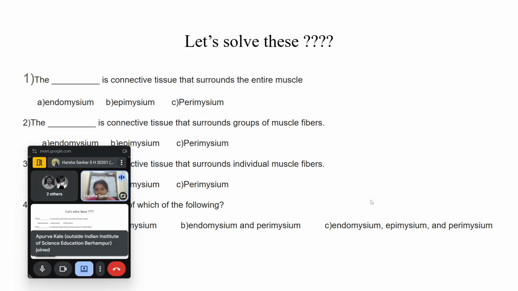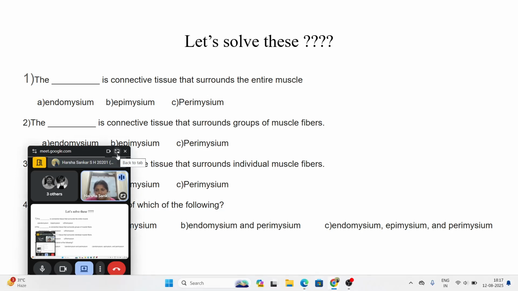Dash is the connective tissue that surrounds the entire muscle. This part is very important. Please keep in mind that we have to go through this session very clearly. Please don't get confused about endomysium, epimysium and perimysium. We will go one by one, and after dealing with this question, you will be clearer about what endomysium, epimysium and perimysium are. So the question is, dash is the connective tissue that surrounds the entire muscle. Just now we discussed it. Please type the answer in the chat box, then we'll discuss the answer.